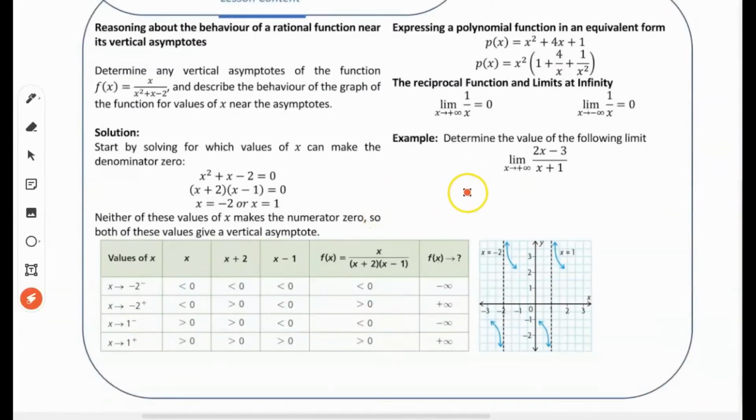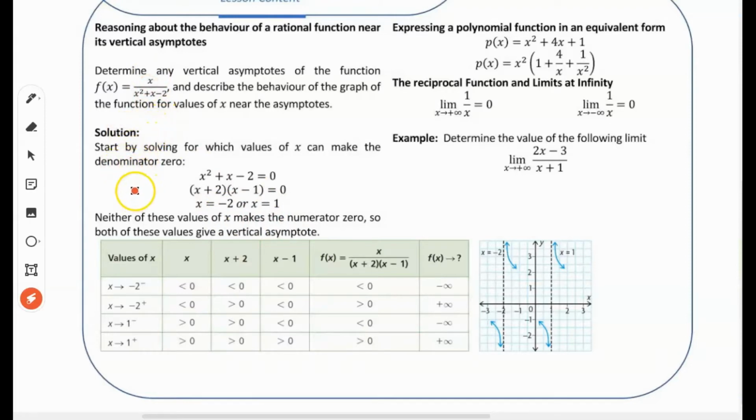Let's take an example first. Let's say we have this function: x divided by x squared plus x minus 2. You can find the vertical asymptotes just by solving the denominator equal to 0, because when that function's undefined, that's when you'll have a vertical asymptote. If you factor it, we get, in this case, x equals -2 and x equals 1. Those are both safe because if x is -2 or 1, the numerator is not also 0.